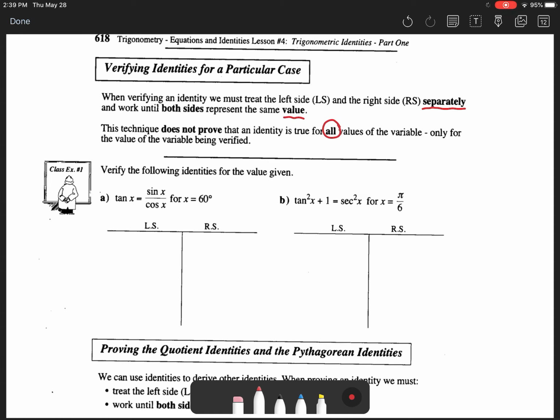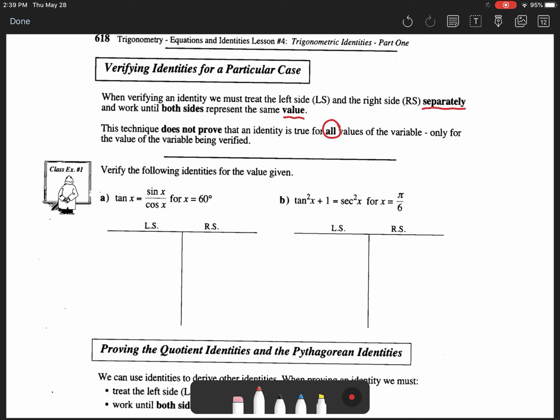Now, this technique does not prove that an identity is true for all values of the variable, only for the variable being defined. What that means, and it applies to the title for this particular section, is that we're going to prove identities are true, but only for a specific value, because they give us that value in the question. That does not mean that it is true for all values of x. When we are verifying an identity for a particular value, it only means that the identity is true for that value.